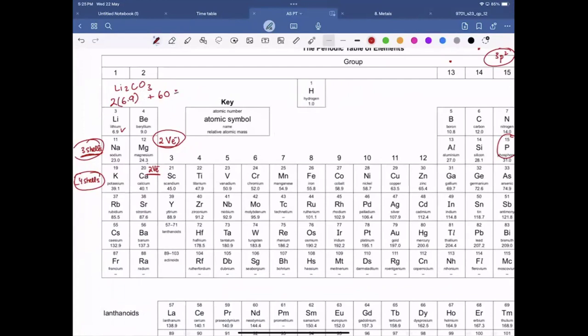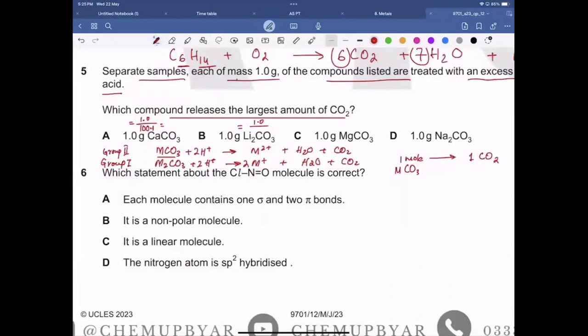Can anyone tell me the answer, please? 13.9, 13.8, and 60. So 73.8. If I'm not wrong, here I'm getting 73.8. So 1 divided by 100.1, 1 divided by 73.8. Now, 1 divided by magnesium carbonate. Magnesium is 24.3 and carbonate is 60. So 84.3. So I will get the moles of magnesium carbonate.